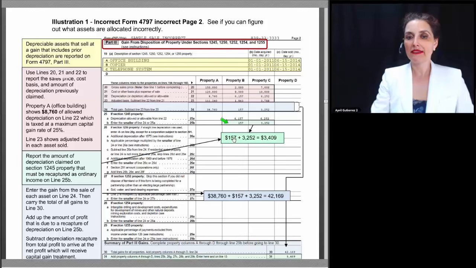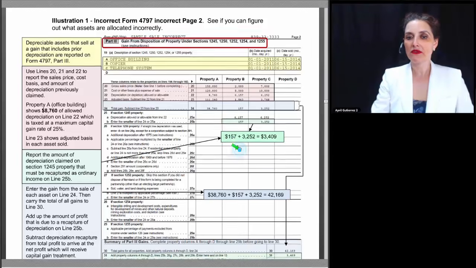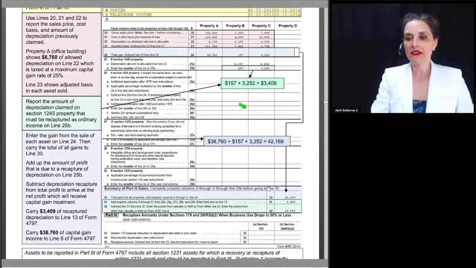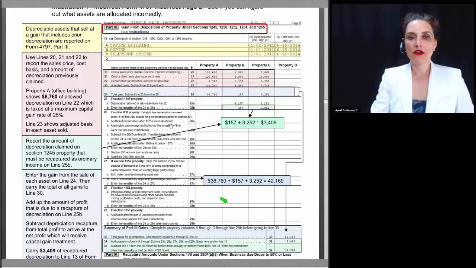So the next step is to add those numbers. 157 plus 3,252 is 3,409, and that number carries down and gets entered on line 31. Then we are instructed to look at the amount of depreciation that is from the sale of 1250 property. You note here that there is a line 26 which you might gravitate towards and say, oh, I need to put a number here because isn't the real estate 1250 property?